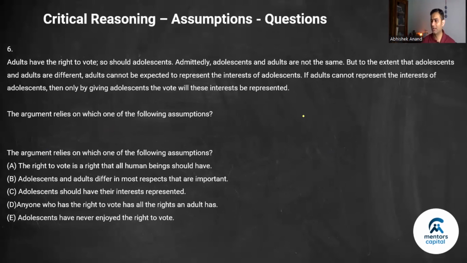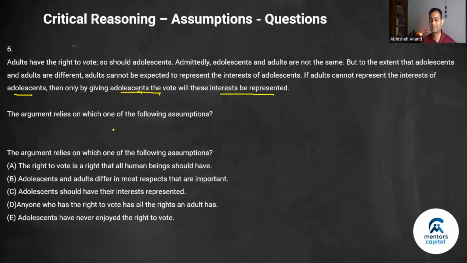What is the argument? If adults cannot represent the interests of adolescents, then only by giving adolescents the vote will these interests be represented. See, and what is the rationale given to us? Adults have the right to vote, so should adolescents. This is the basic argument. Admittedly, adolescents and adults are not the same, but to the extent that adolescents and adults are different, adults cannot be expected to represent them. Okay, so mainly adults are different from adolescents, therefore they can't represent their interests, and therefore adolescents should be given the right to vote.